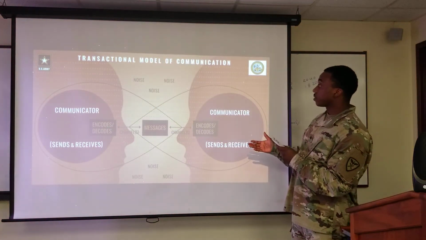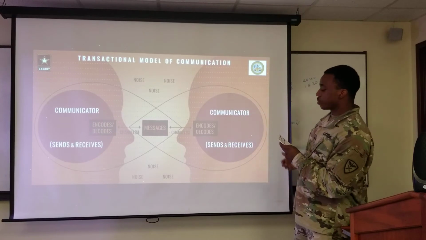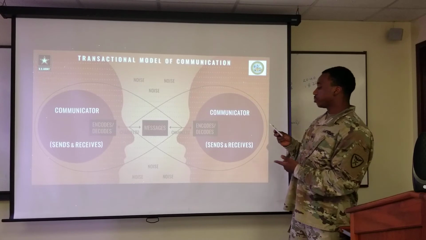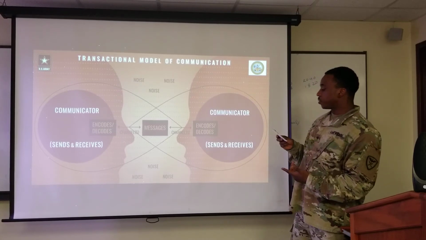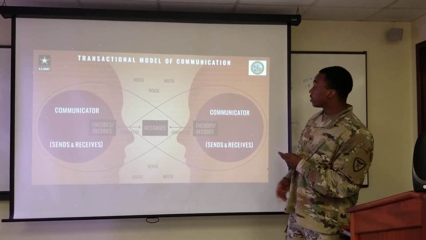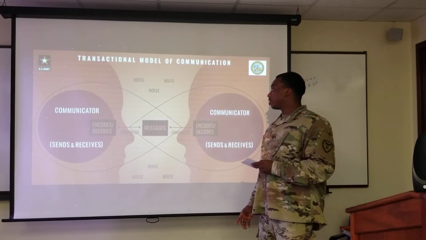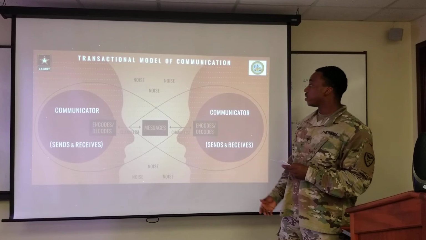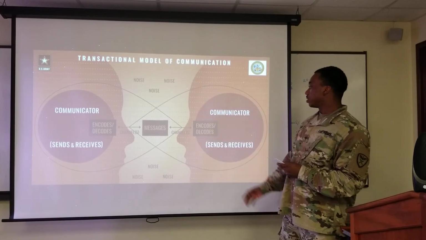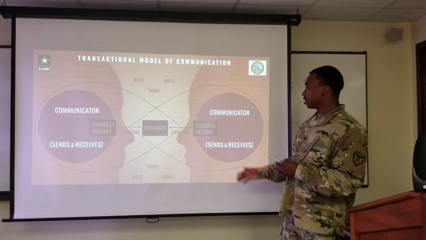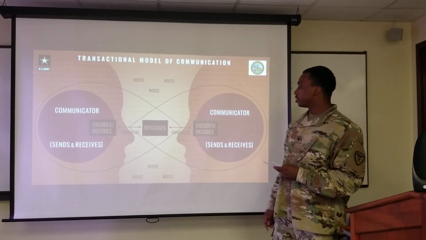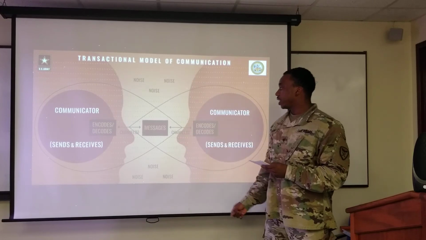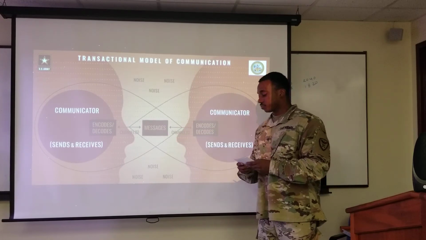So here's a model. It's called the transactional model of communication. It's a conception of the components present in an interpersonal interaction and how people participate together in the act of communicating. And all of the components that were listed on the screen earlier and that I spoke about are all in cohesion at the same time. We have two individuals speaking, which are both the communicators, the noise, which are the discrepancies, the messages being sent across, and they're sent by the channel.